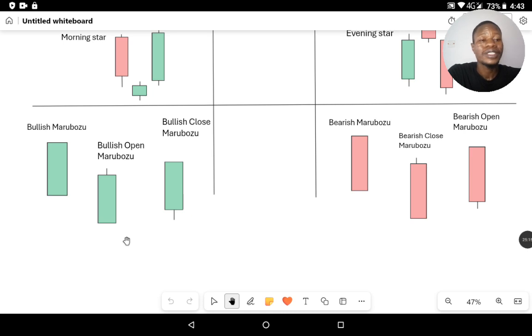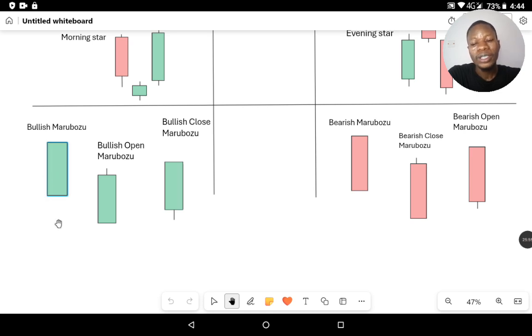Marubozu is a Japanese word that actually means dominance. Don't forget I told you that between the two players, the one that dominates will determine the kind of candle that is formed. Because of this green candle, you can see that it's as if no seller was even in the market during this period. It was 100% buyer. There is no wick on the candle. It was a perfect open and close: the open was the low, while the close was also the high. No wick, nothing. It's a very perfect candle. So it is called the bullish Marubozu.